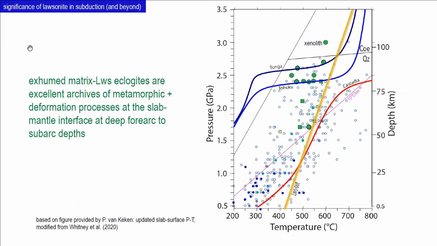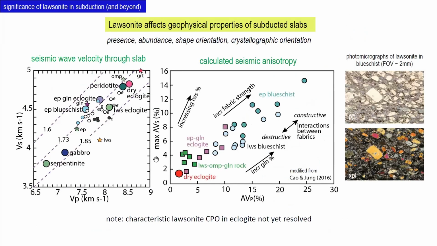And this is actually a similar diagram, but Peter van Keken recently asked me for my figure, and then he put on it the latest, greatest slab surface conditions that he just calculated. And again, you can see a really nice correspondence for the lawsonite eclogites. So we think when we look at eclogites that have preserved lawsonite in them, we're getting a really good record of the metamorphic and deformation processes at this critical area in subduction zones.